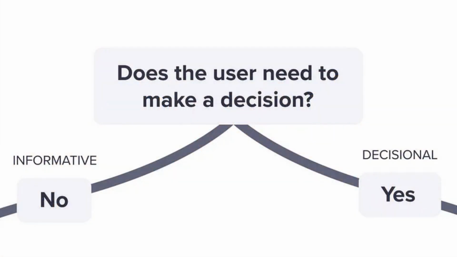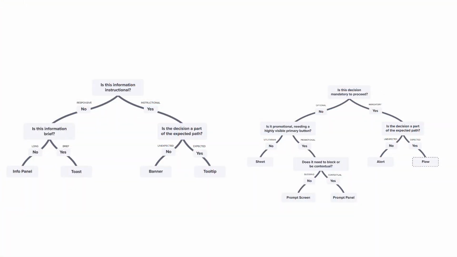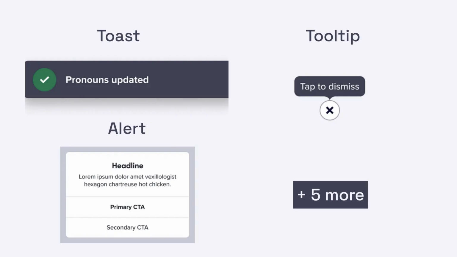I refer to it all the time in the UI classes I teach, and the process is as follows. You start by considering whether the message you want to give is informational or decisional. So are you just telling the user about something, or do you need them to make a decision? And then you follow the steps of this flowchart to work out which of these elements is best used. So this article tells you all about how to do it and why each element is best for each of those use cases.